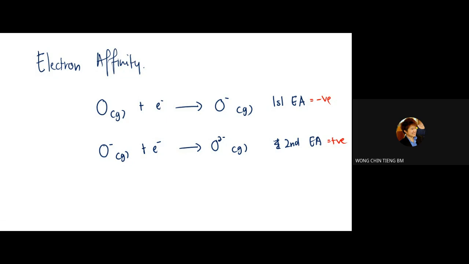Okay? So, the first one, that's why with EA, it's easy to know. The first is always negative. The second, third, fourth, fifth, all must be positive. So don't worry too much about the heat change. Don't worry too much about the energy change.